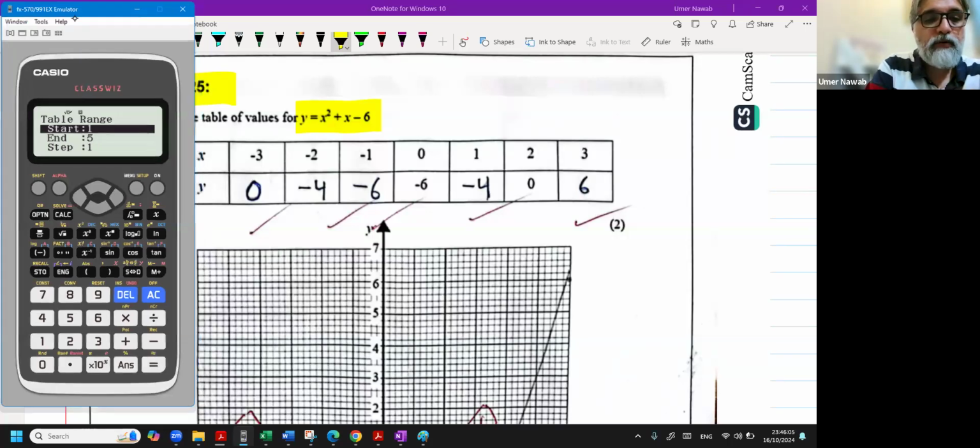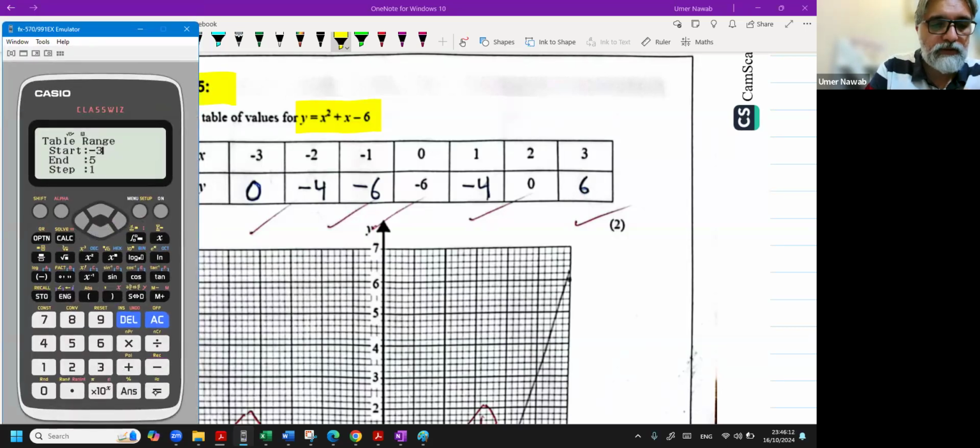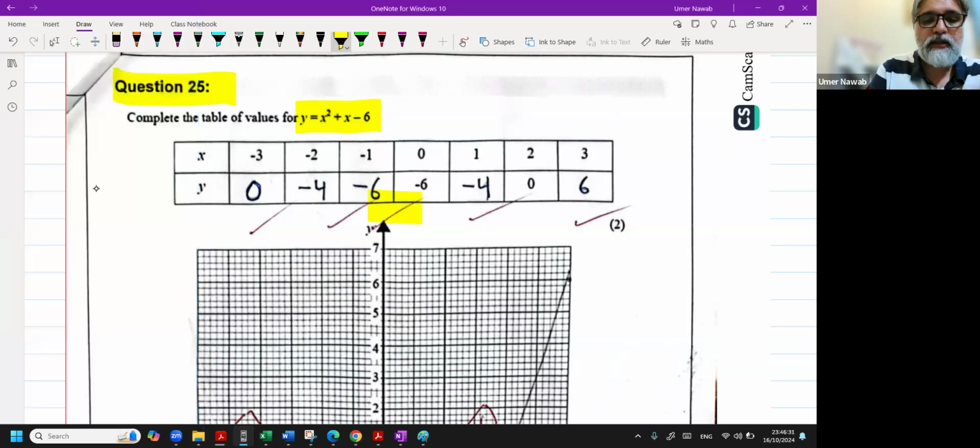Then it asks where you want to start. I want to start from minus 3, and I want to end at 3. The step I have chosen is 1, so each time he is adding 1. Now, guys, your inputs and outputs, the values of y, are also given here. You can check that all of the values match the calculated answers.